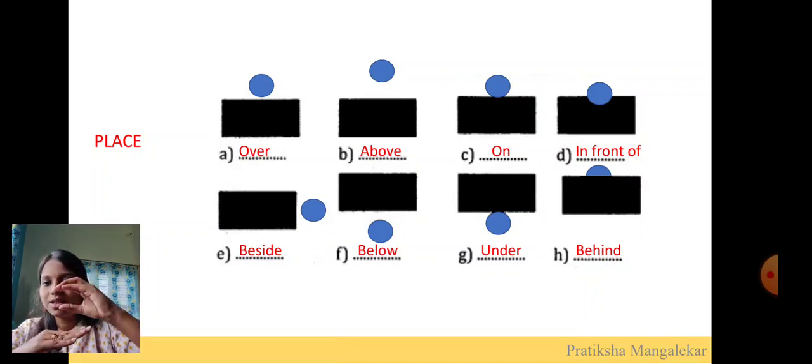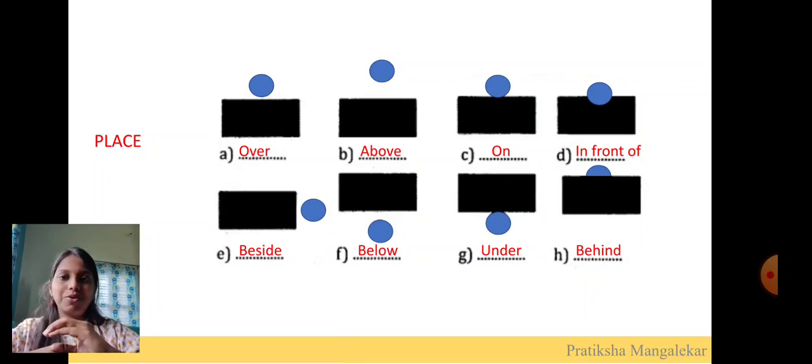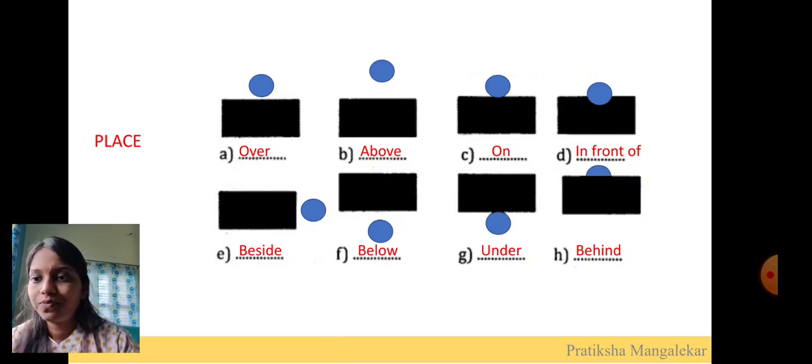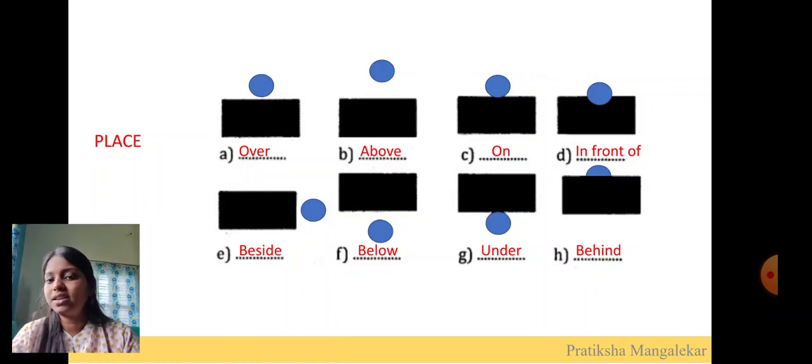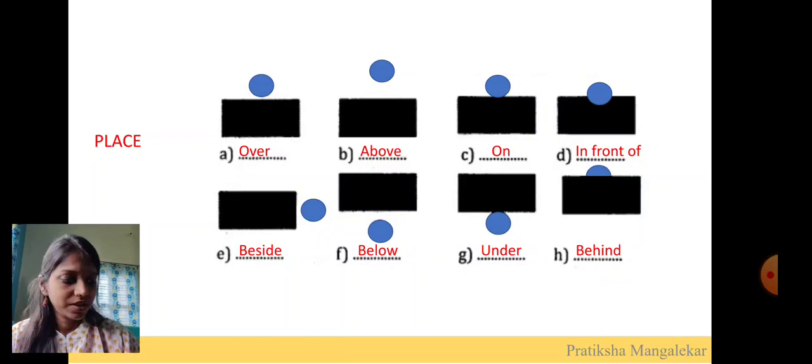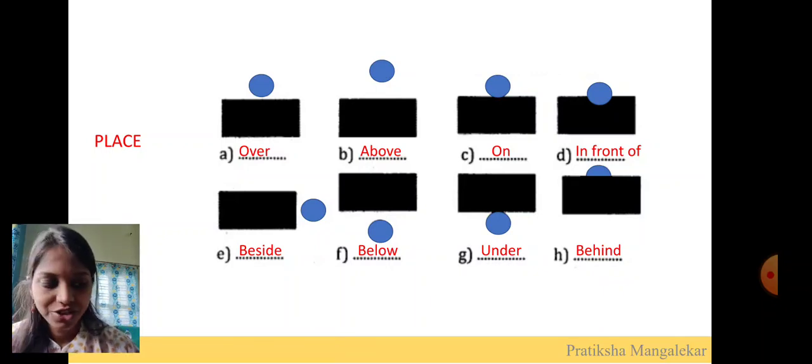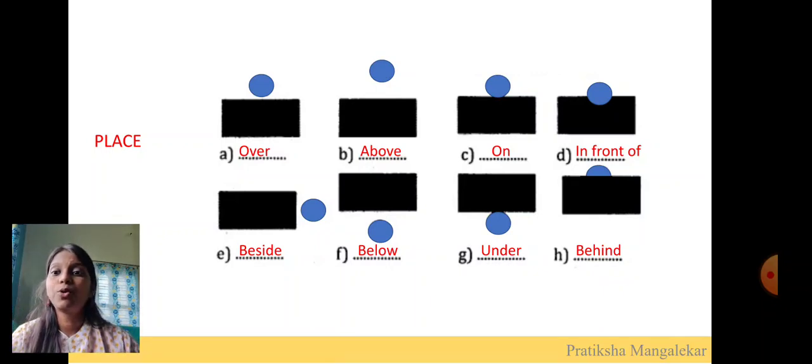On is when the ball is touching the surface of the box. On. D is in front of. E, beside. F, below. G, under. Below and under. Below is when there is a lot of distance, and under is right under. For example, there is a cat under my chair. And below, I can say there is a family living in the below apartment. H is behind.